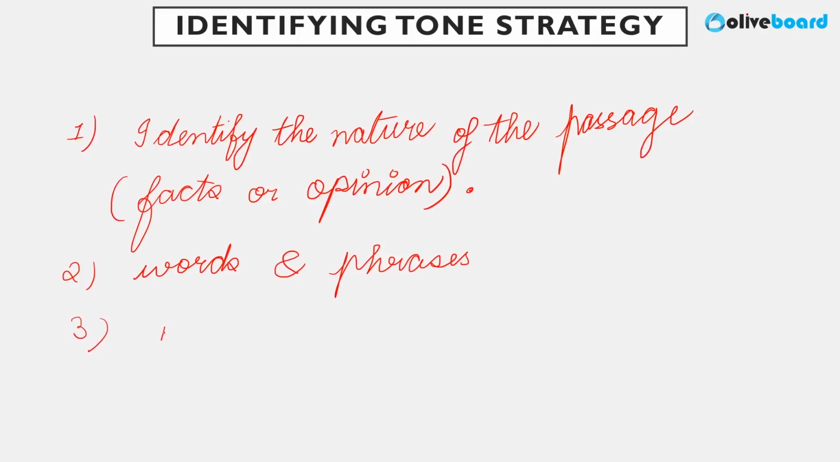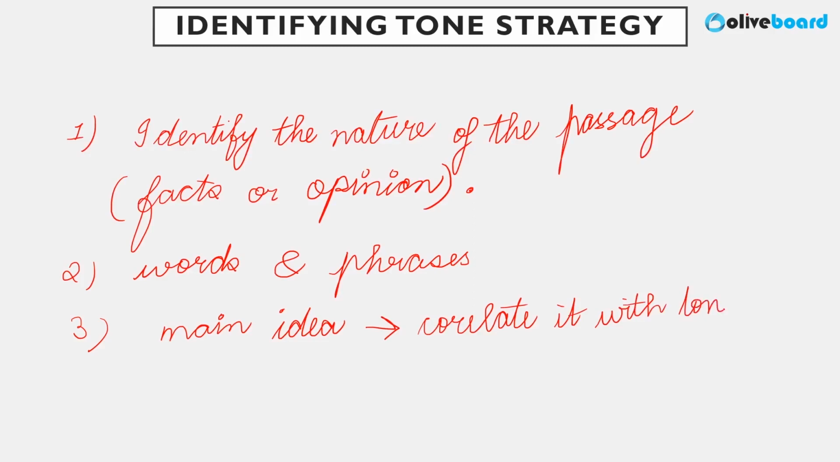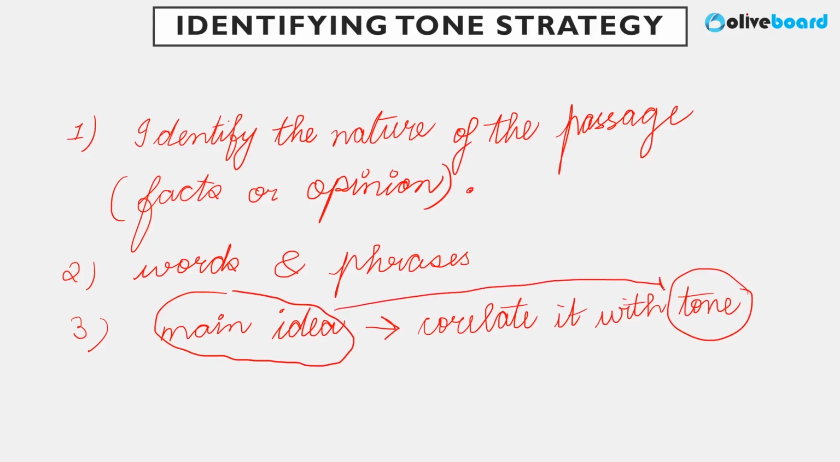Identify the main idea of the paragraph. Why is the paragraph written? What was the purpose? What is the message the writer is going to give? And then correlate it with tone. Correlate the main idea with the tone. There should be a match between the two. So tone and your main idea should have a synergy. This cannot go haywire. So if the main idea is negative information and the tone is positive, this doesn't go hand in hand. So these should go together.